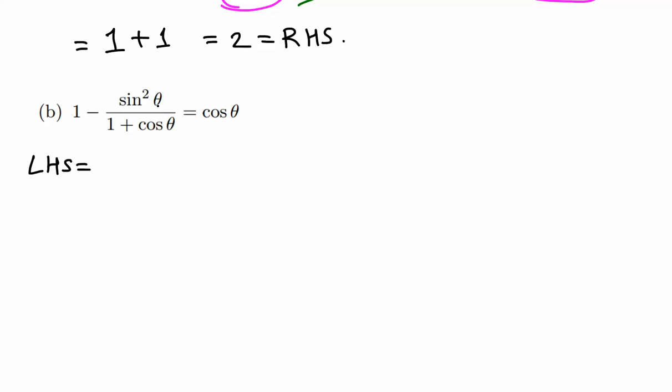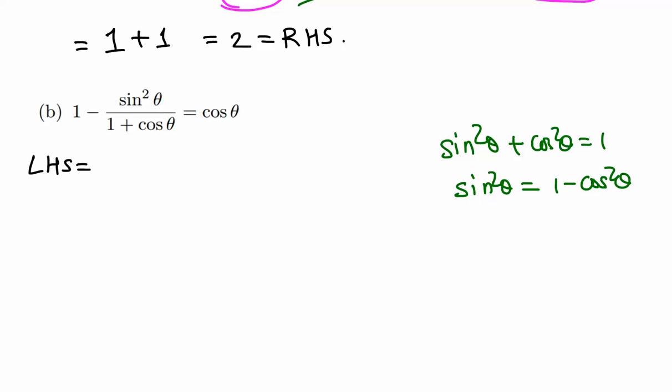So sine is squared, so do we have a formula for sine squared in terms of cosine? We know that sine squared plus cosine squared is 1. Then if we subtract cosine squared from both sides, we get sine squared is equal to 1 minus cosine squared. So we can write sine squared as 1 minus cosine squared. So this is 1 minus, and on the bottom 1 plus cosine theta, we can treat as a block because it has two terms.